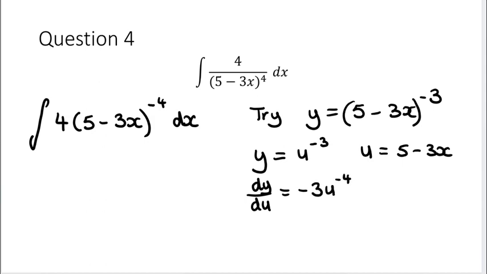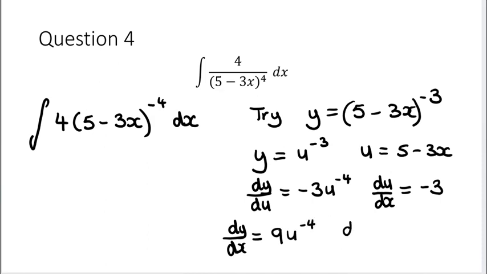So multiply by the power, take 1 off the power. And then find my du by dx, which is minus 3. So dy by dx is minus 3 u to the power of minus 4 times minus 3. So that's 9 u to the minus 4. But then I put my u back in. My u is 5 minus 3x. And I get that result.